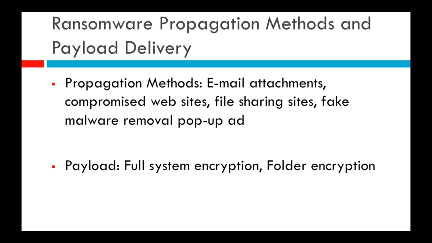Most ransomware typically propagates through email attachments found in phishing scams, compromised websites, file sharing sites, or fake malware removal pop-ups and other similar scams. As previously mentioned, the payload usually encrypts the entire infected machine or specific files and directories.